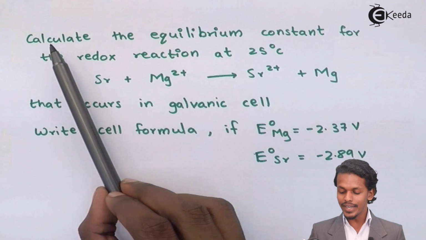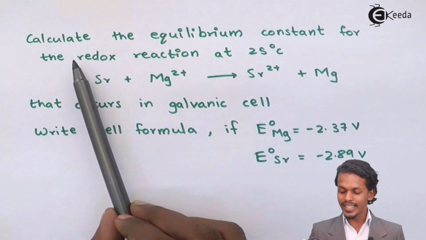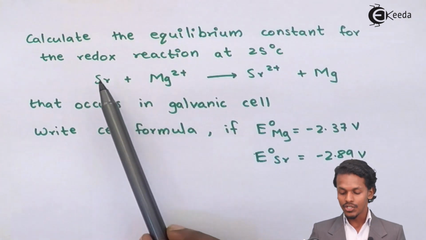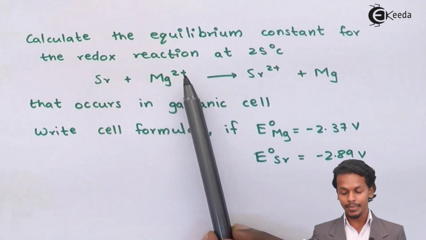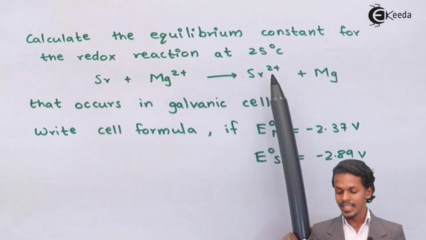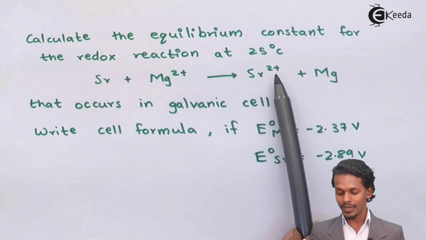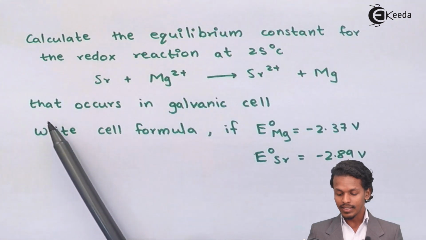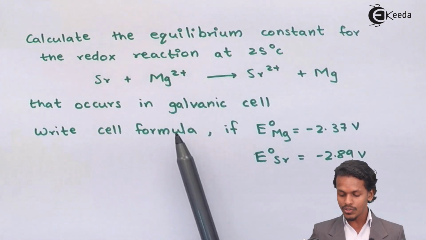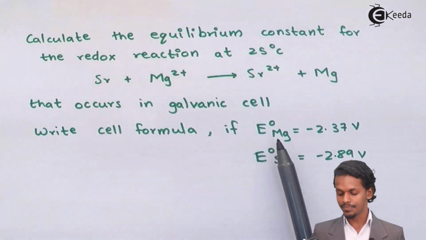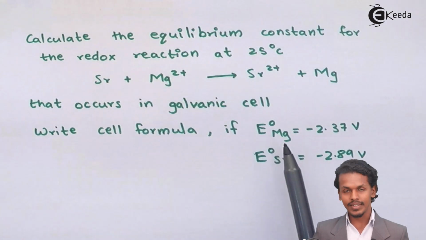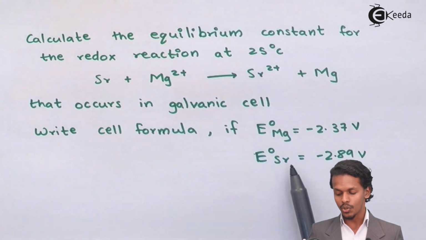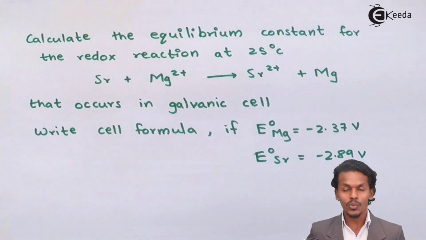We have to calculate the equilibrium constant for the redox reaction at 25 degrees Celsius, and the reaction is given as Sr plus Mg2+ ion, that gives us Sr2+, that is strontium 2+ ions, plus Mg. And in this case we have to write the cell formula also, and the standard electrode potential for magnesium and standard electrode potential for strontium is also provided to us.